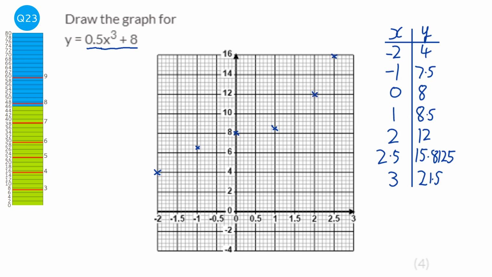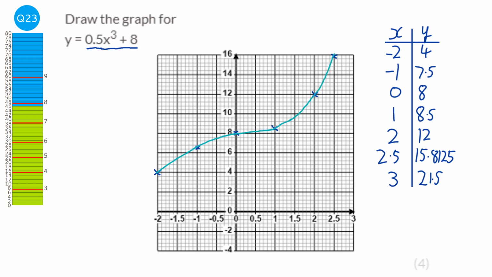Then the next thing we do is just join it up with a nice smooth curve. It's sometimes helpful if you turn your paper sideways. Obviously I can't do it when I'm on this computer, but you want to just keep drawing and don't lift your pen off at all. Just go with the points.